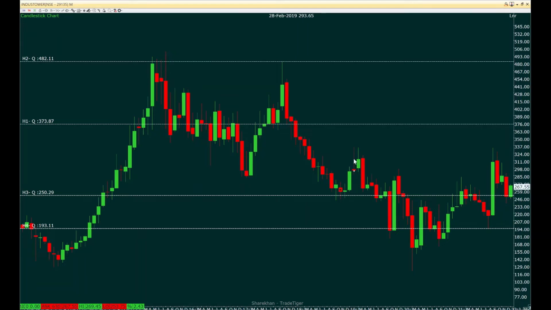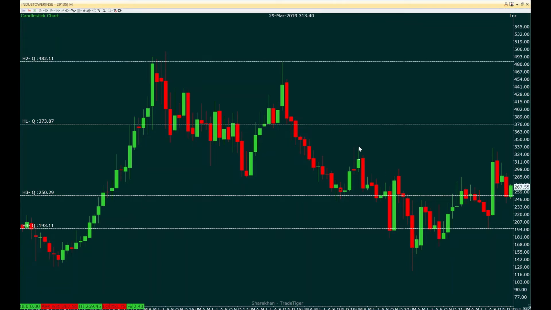Now let's understand the structure on the monthly. So this is one of the fresh areas. This is one of the fresh areas. This area is not a fresh zone anymore. The reason being that all the orders which were pending here were able to push the price down, and then price reacted from here and tried to go up.